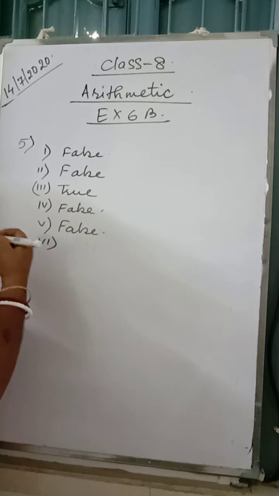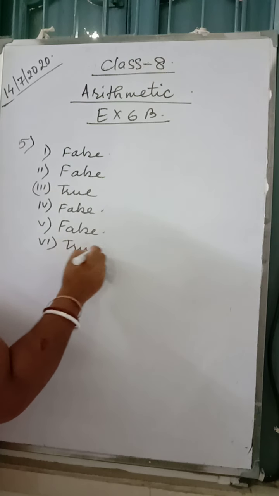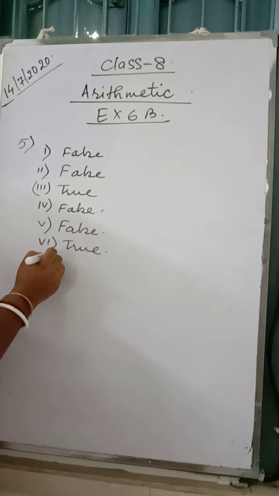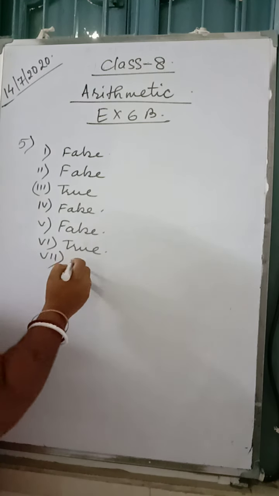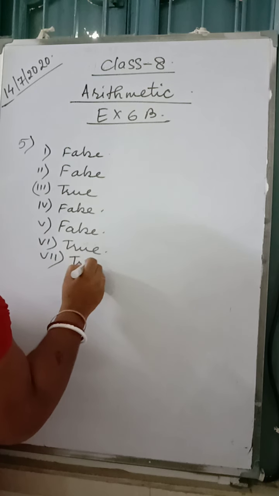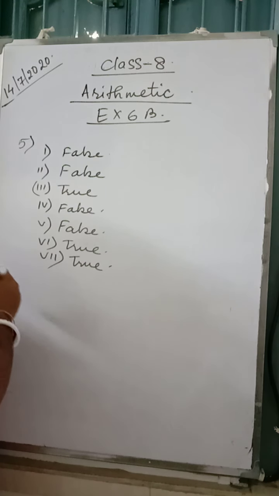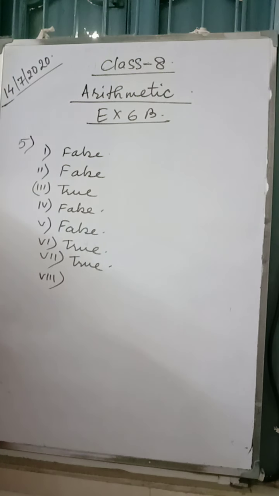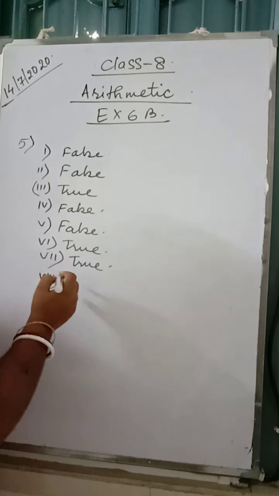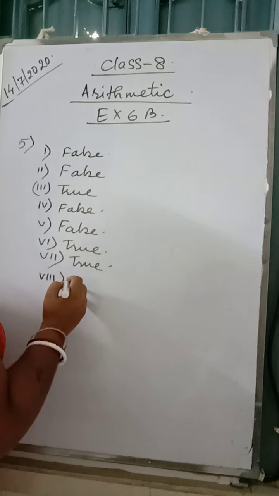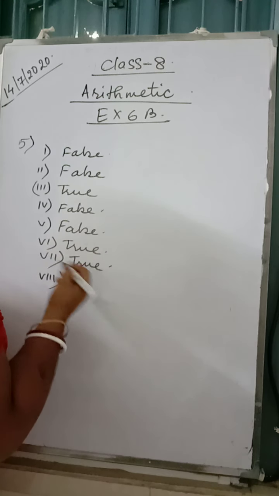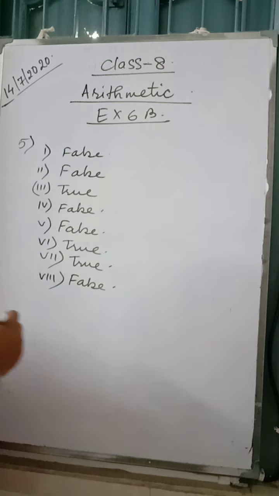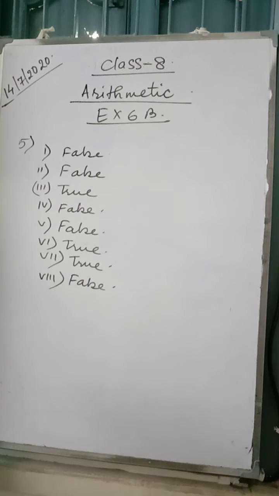Number 6, it says C is a superset of B. True, because all the members of B are the members of set C. Number 7, C is a superset of A. It's also true. And the last one, A is a proper subset of C? Is A a subset of C? No, C is a subset of A. So this is false. Write it for number 5.